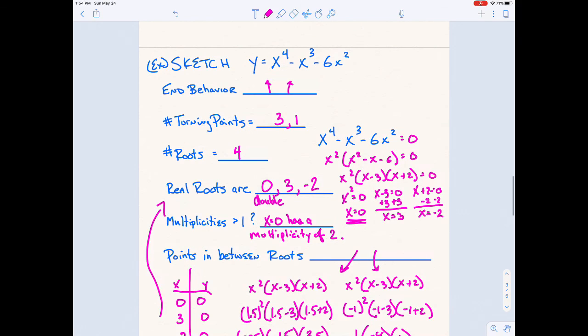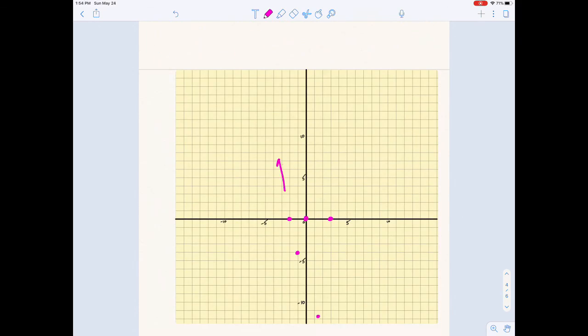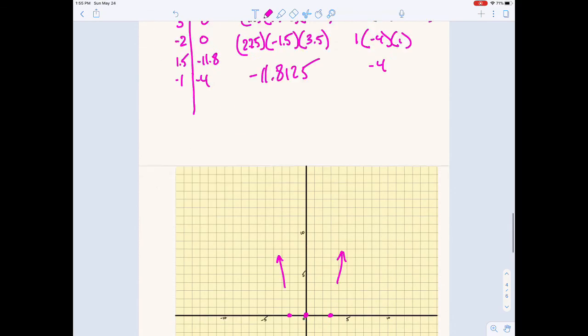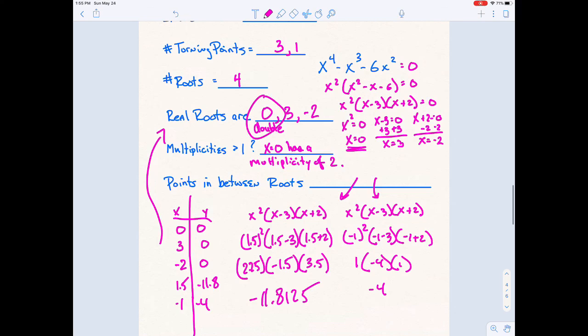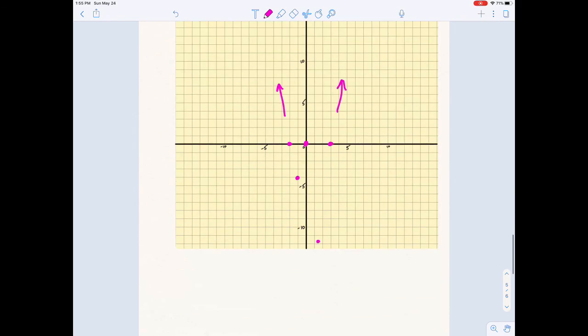Now, those just look like some disconnected dots, to be quite honest, but we also know a couple other things. We know our end behavior is up, up, so we know our graph is going to go generally like this. We know that it could have a maximum of 3 or a minimum of 1 turning point. So let's find out how that works. And oh, by the way, we know that we're going to bounce off of 0 because we have a multiplicity of 2 when x equals 0.